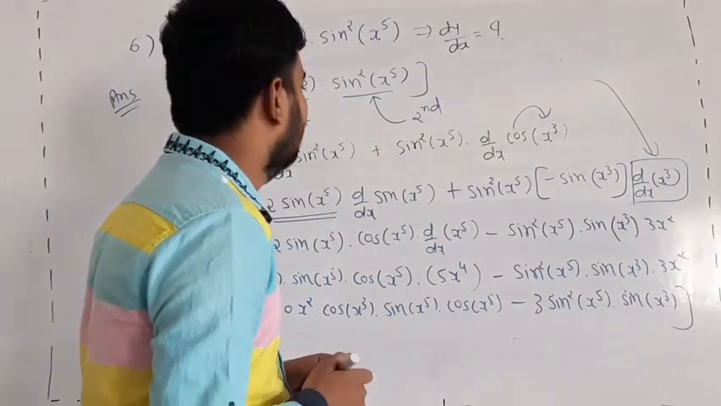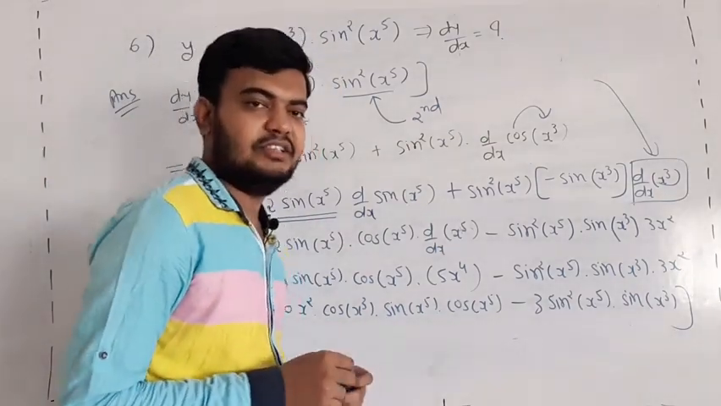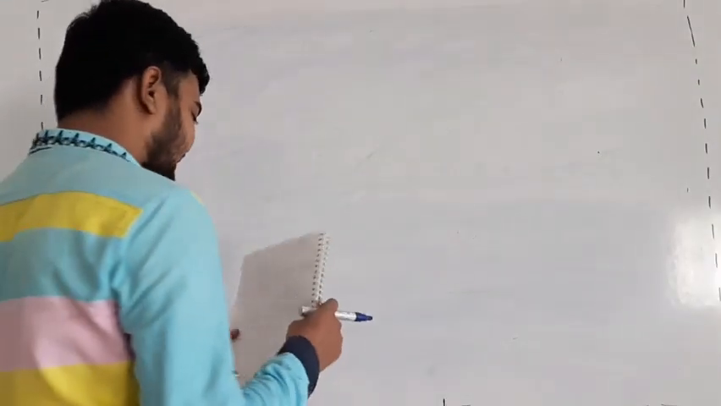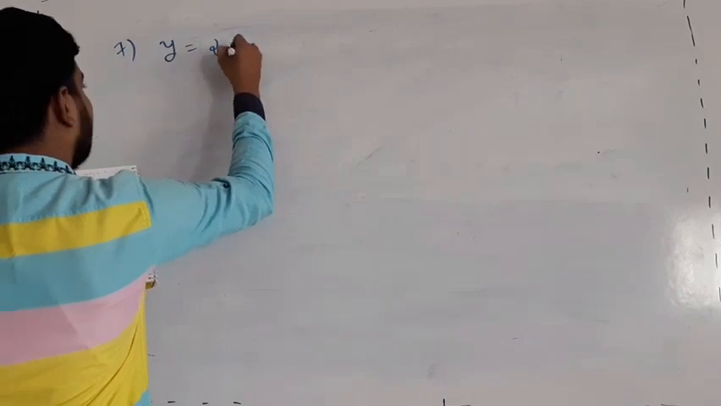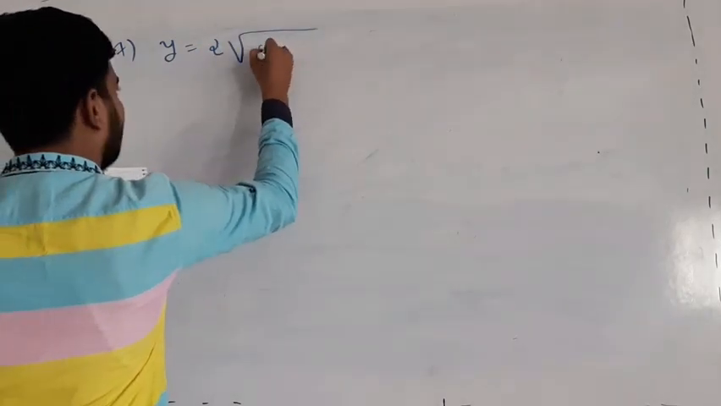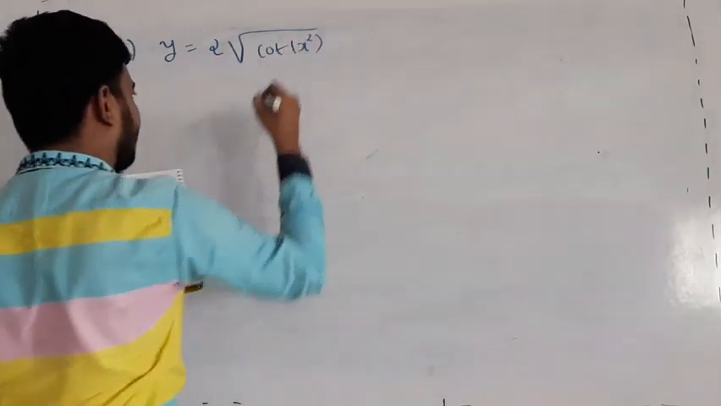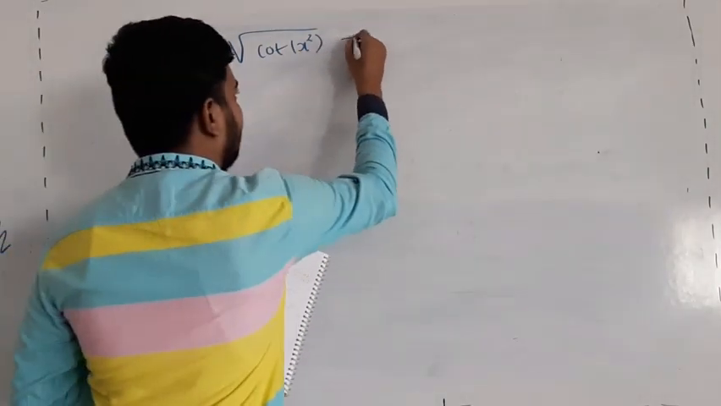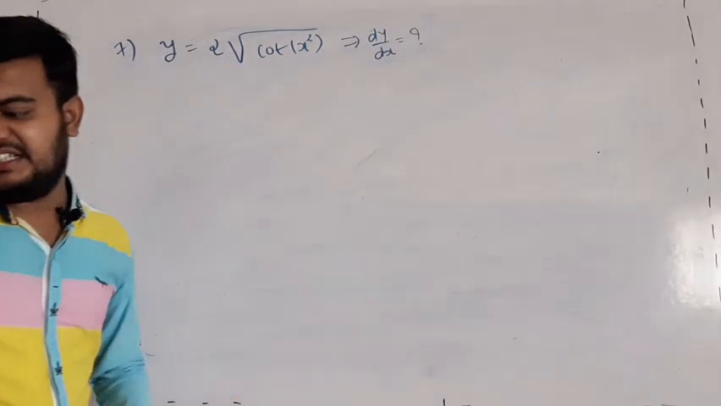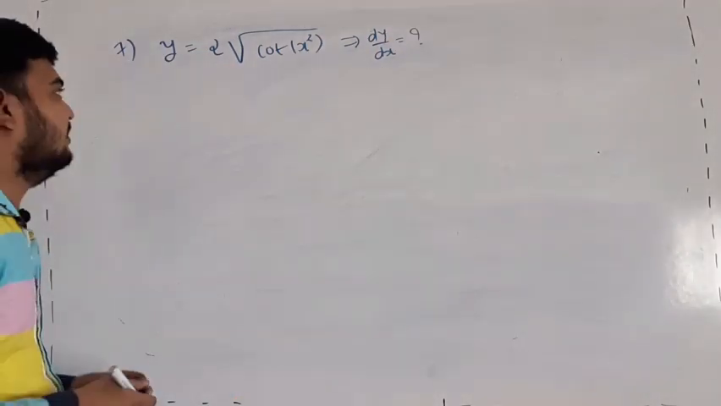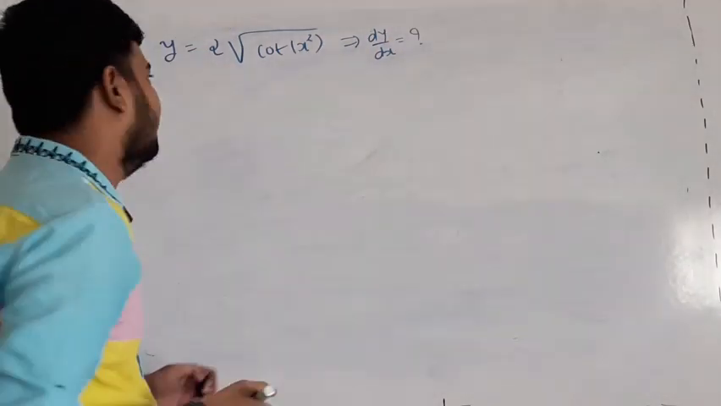Okay beta. So now move to the next question. The next example is example number 7. Y is equal to 2 root cot of x square, and find dy by dx. It is a very interesting question, beta. Then see carefully.